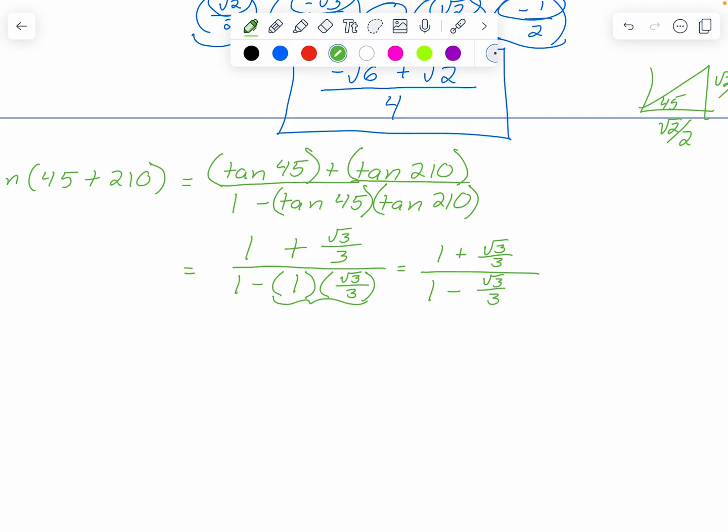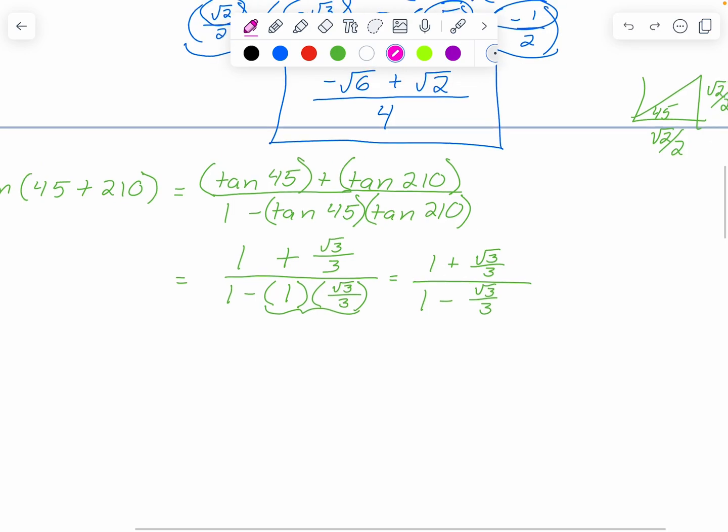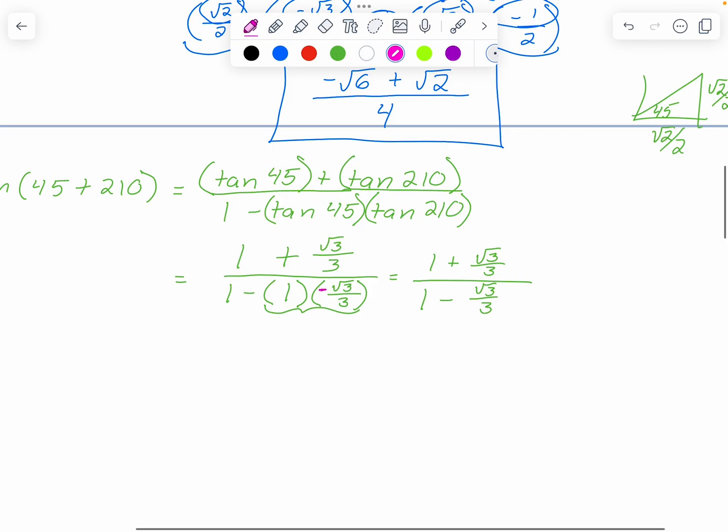Now you have to be careful, because if either one of these had been negative, then that would have become plus. So if that had been a -1, it would have been plus square root of 3 over 3. If this had been a negative, then it would have been plus square root of 3 over 3.